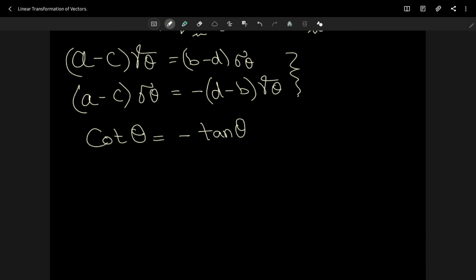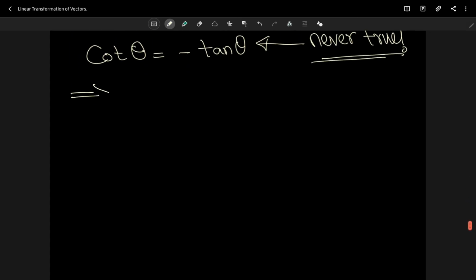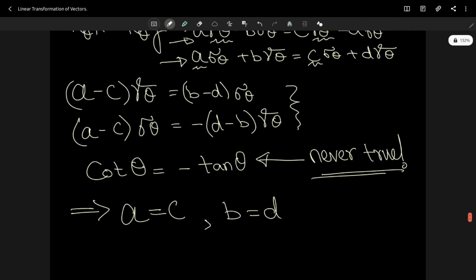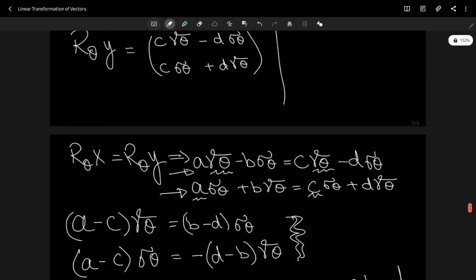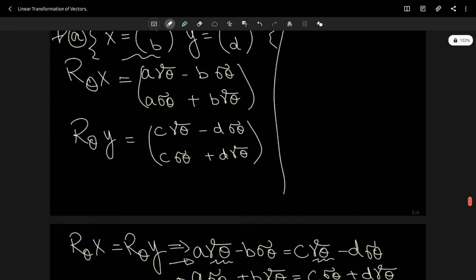But of course we know that this thing over here is never true, right? It's never true. And with this, it simply implies that your A has to be equal to C, and your B has to be equal to D from these two sets of equations, right? Because that's simply because this thing is not true. It's never true, right?